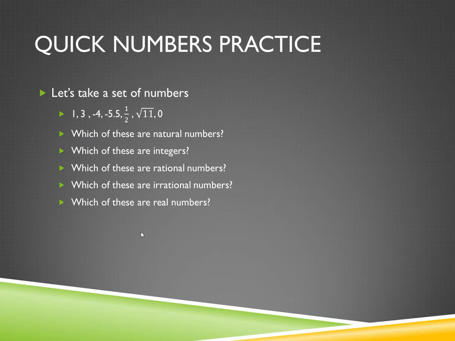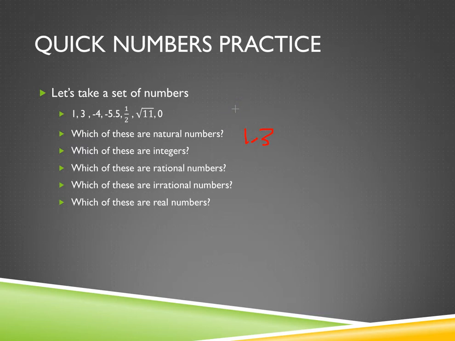So let's do a quick numbers practice. Let's take 7 numbers: 1, 3, -4, -5.5, 1/2, square root of 11, and 0. Let's go to the first question. Which of these are natural numbers? The ones that are natural numbers are 1 and 3. Alright, so let's go to the next one.